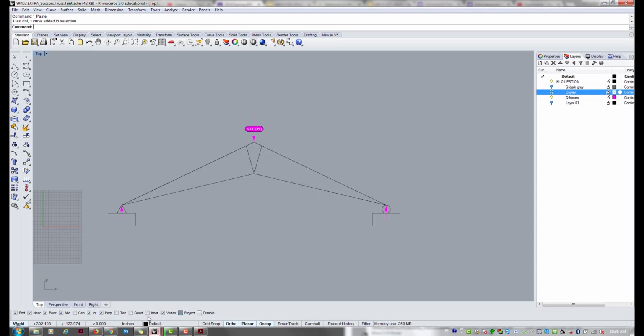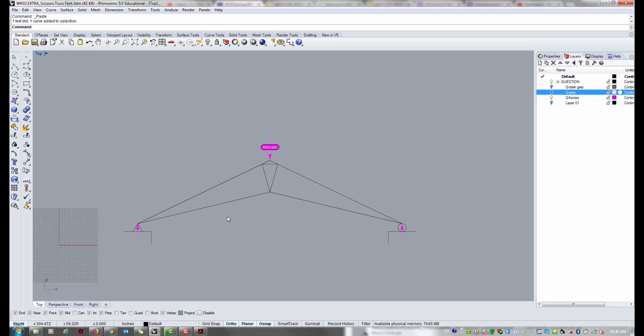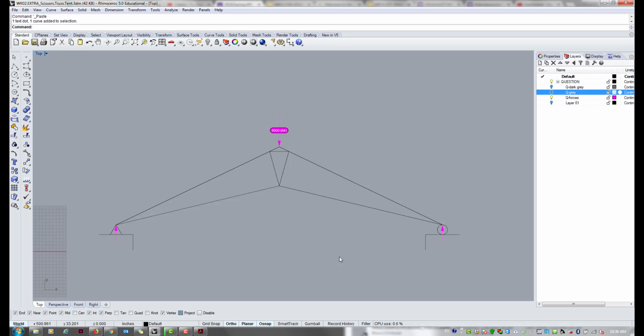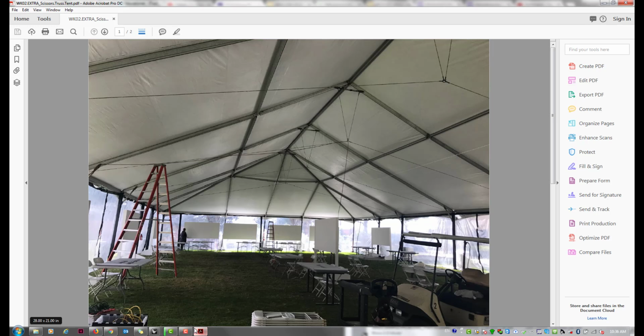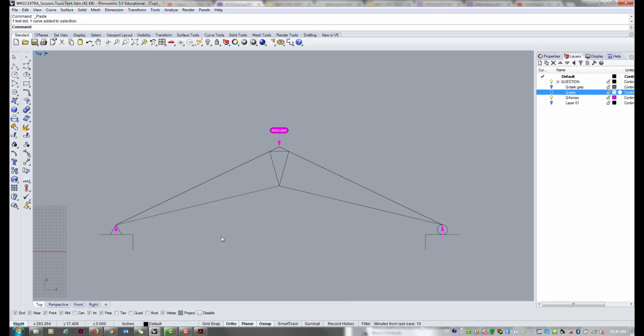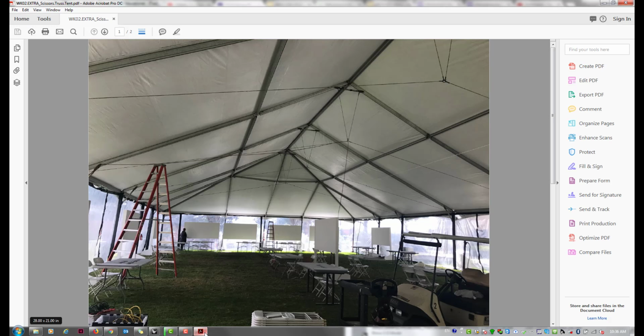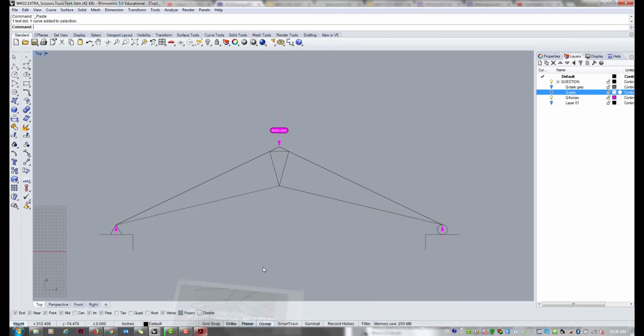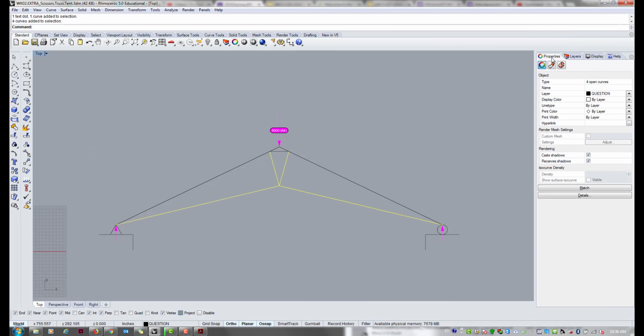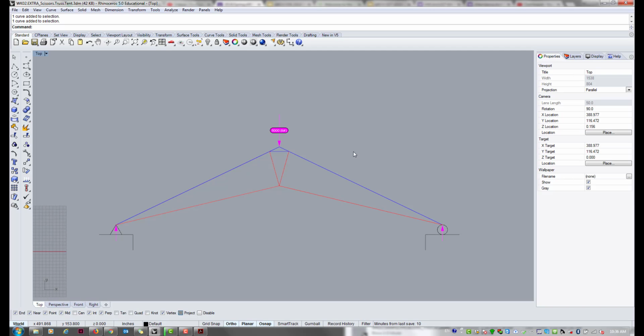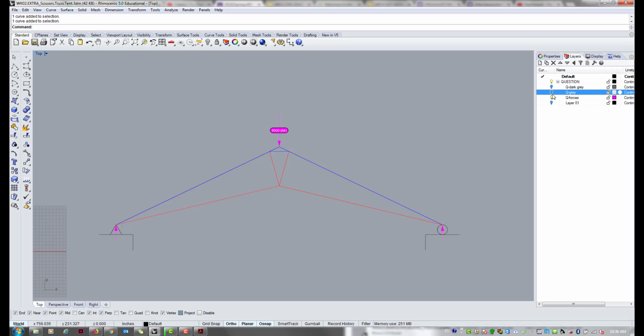Anyway. So here's the diagram of that truss, pretty much exactly what it is, right? Now just looking at this, we pretty much know that these guys must be in tension. These guys must be in compression. So let's take a mental note of that.